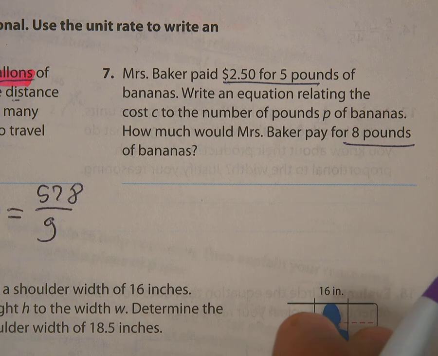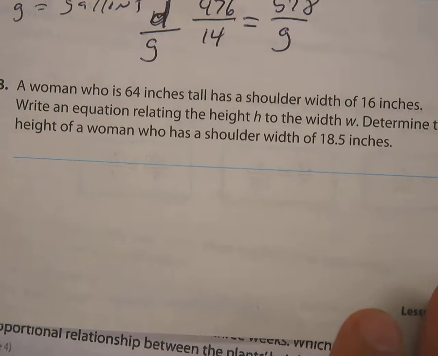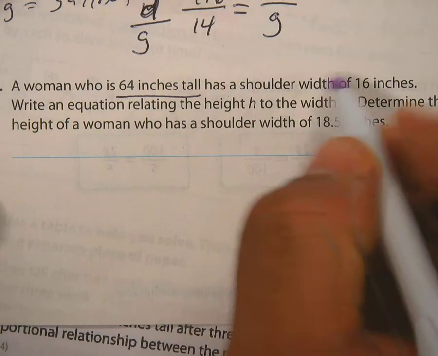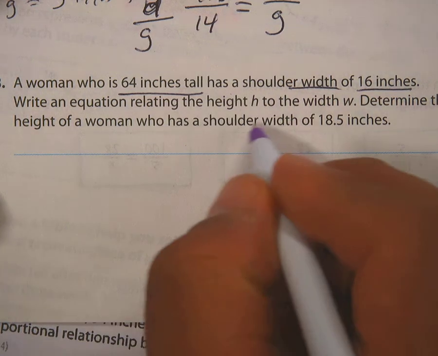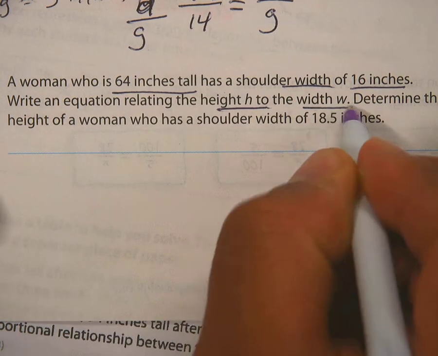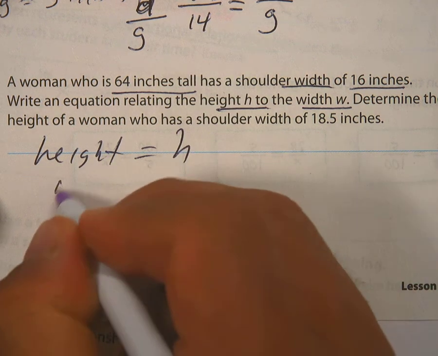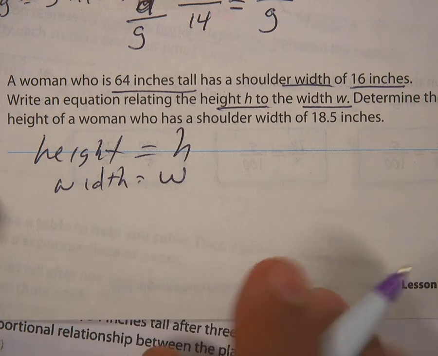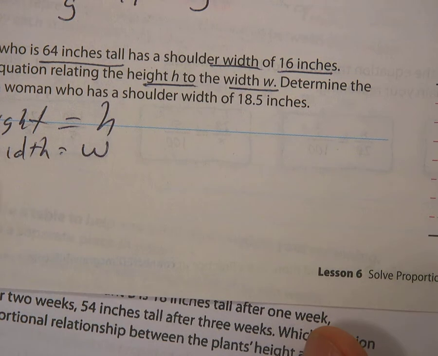Okay, easy. There's the two letters, C and P for pounds. Okay, number 8 also: a woman who is 64 inches tall has a shoulder width of 16 inches. Write an equation relating the height H to the width W. So we're going to put here height equals H, and the width is equal to W, right? Determine the height of the woman who has a shoulder width of 18.5 inches.